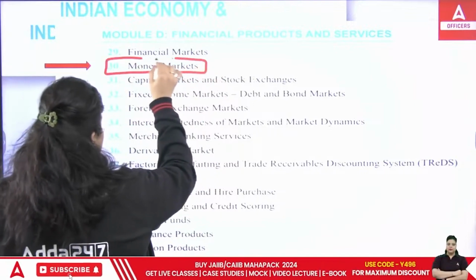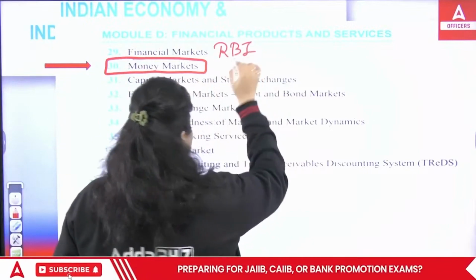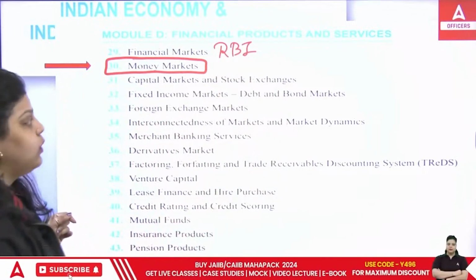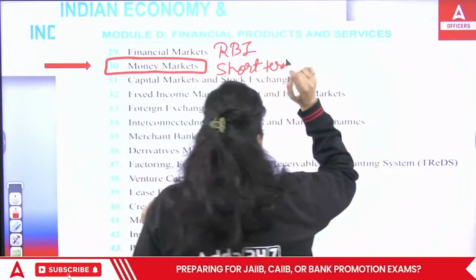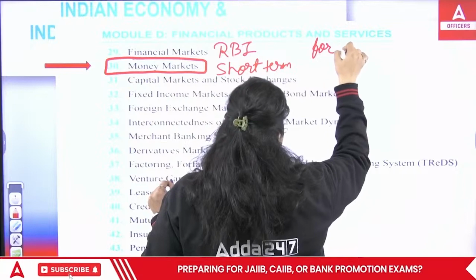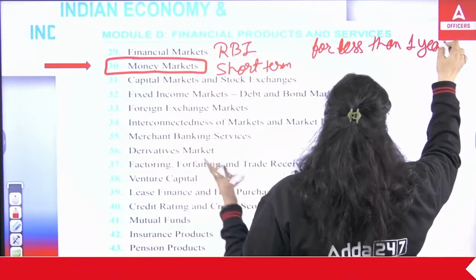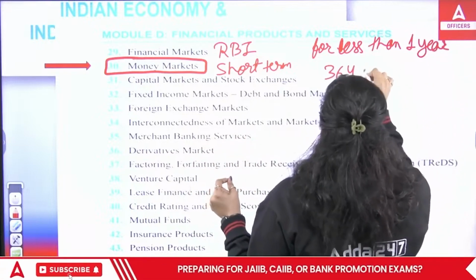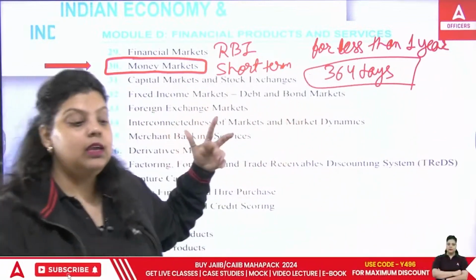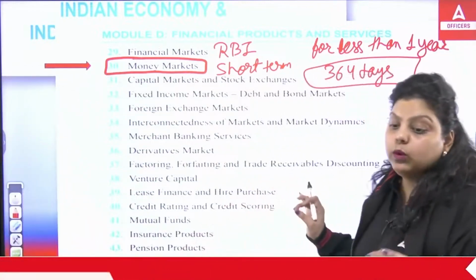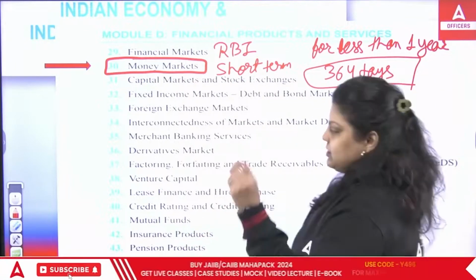If we talk about money market, what actually is the money market? Money market is a market which is regulated by the Reserve Bank of India. It's a short-term market. Why are we calling it a short-term market? Because it is for less than 1 year. This market has a maturity period of 364 days only, not more than that. It means it is for less than 1 year duration, regulated by RBI.